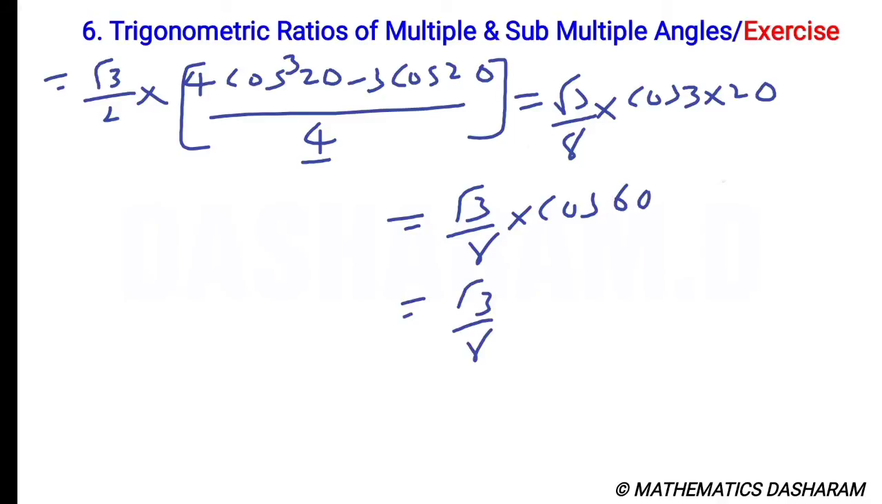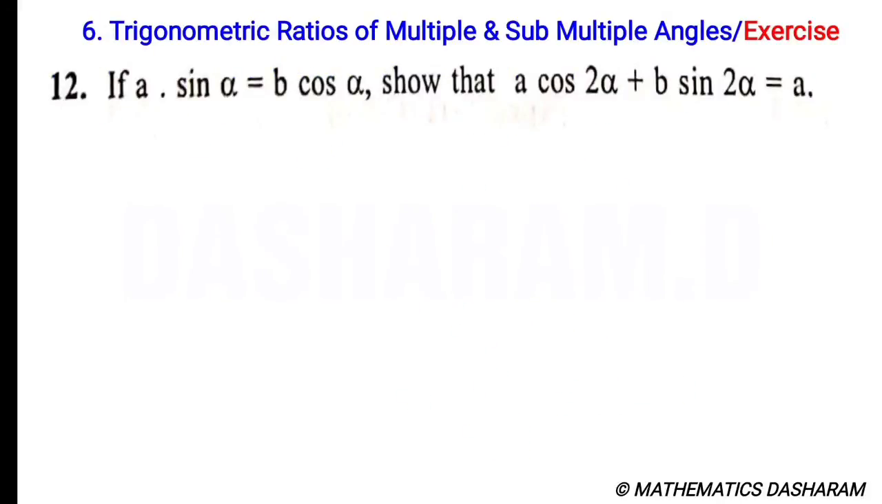So root 3 by 8 into cos 60 is 1 by 2. So root 3 into 1, 8 into 2 is 16. So it is equal to RHS. So hence proved. 12th problem: if a into sin alpha equals b into cos alpha, show that a cos 2 alpha plus b sin 2 alpha equals a.